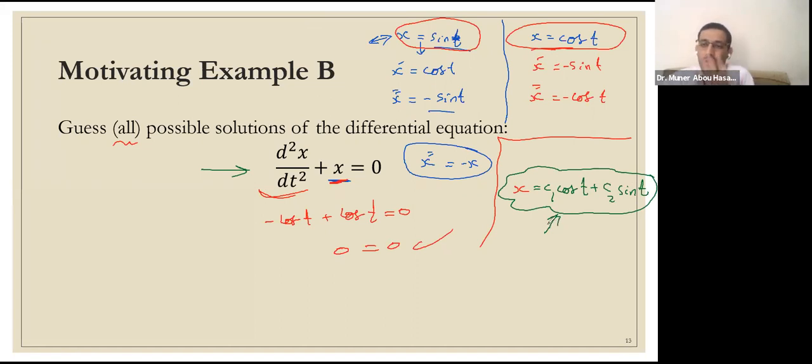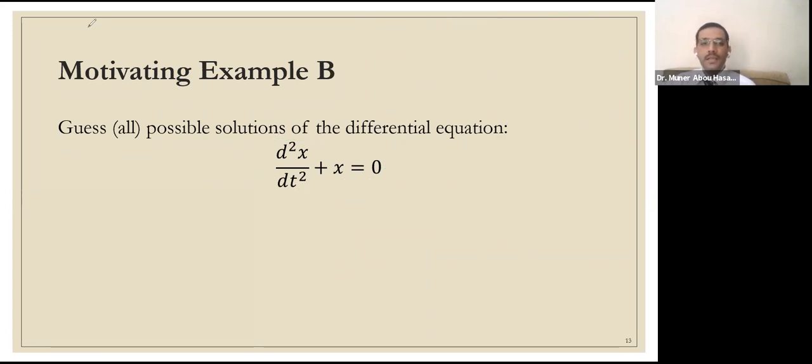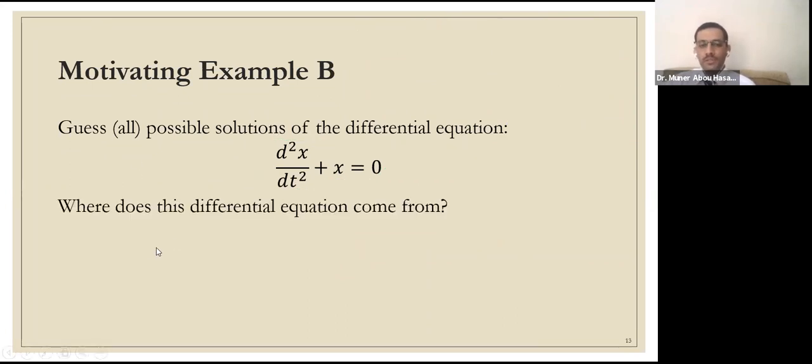Doctor, should I always guess the solution in this form? No, actually, we are going to learn a specific method to find the solution. Depending on the method which we are going to study, we will find this with those two constants. Okay? Now, I have the following question.